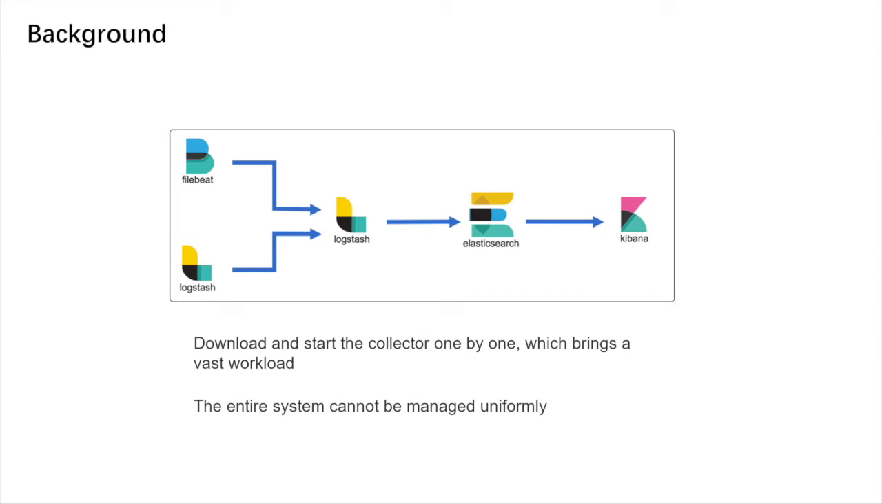First of all, for many of the same data collection of the cluster, it's necessary to download and start the collector of one server one by one, which brings a vast workload. At the same time, the components of YuanXing are almost independent of each other, and the entire system cannot be managed uniformly. So we proposed and implemented a distributed cloud monitoring platform.